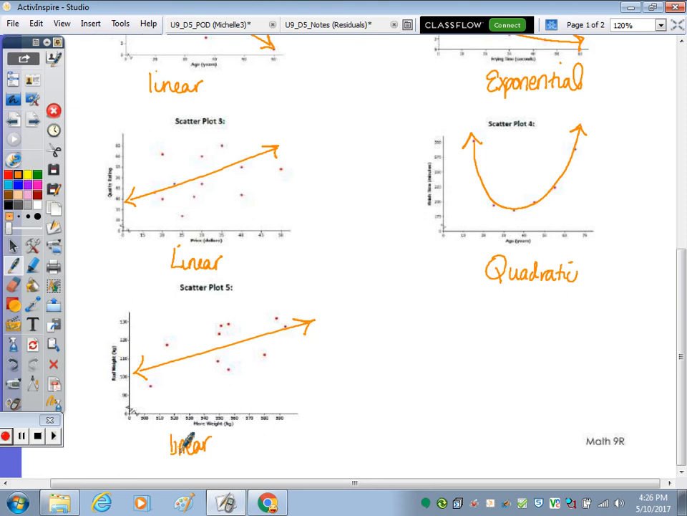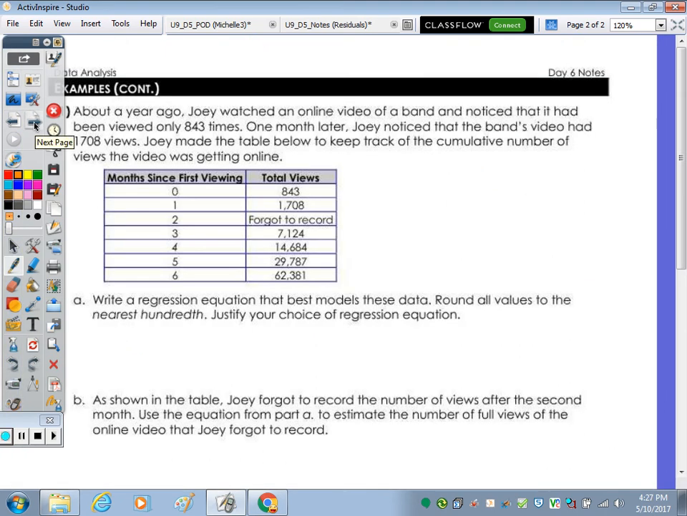As I said, on the back, we're actually going to run some regressions. Okay. So about a year ago, number 1, Joey watched an online video of a band and noticed that it had been viewed only 843 times. A month later, Joey noticed that the band's video had 1,708 views. Joey made the table below to keep track of the cumulative number of views the video was getting online.